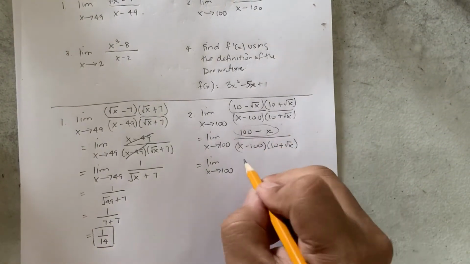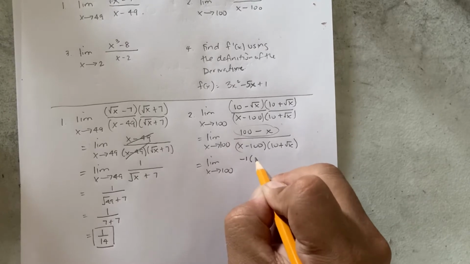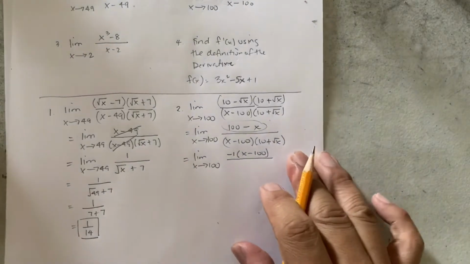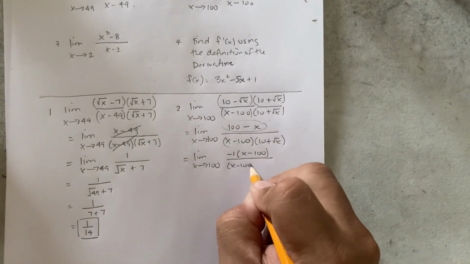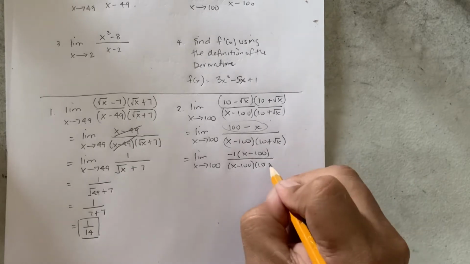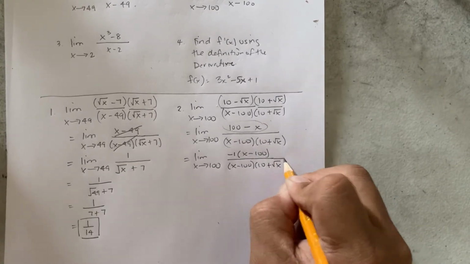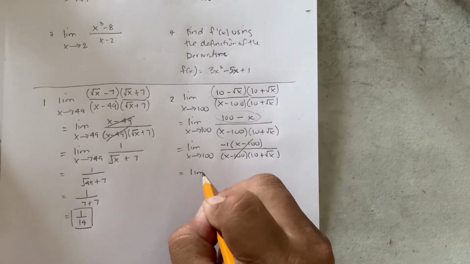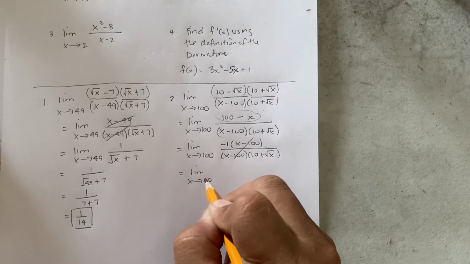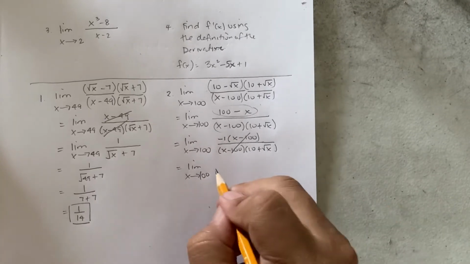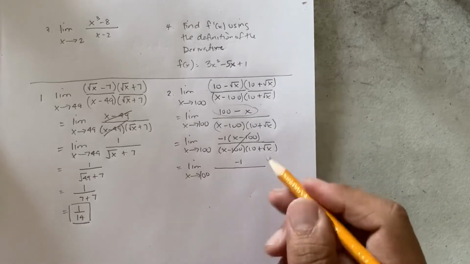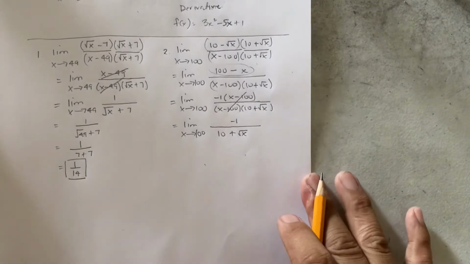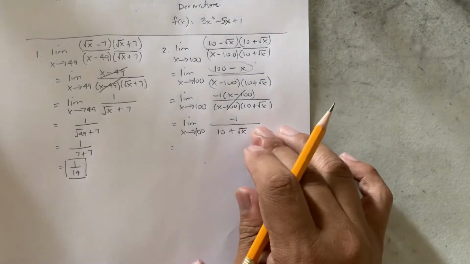Now I'm going to factor out the negative 1. So negative 1, x minus 100, the fraction bar, x minus 100 times the quantity 10 plus square root of x. Notice that x minus 100 is a factor, and it cancels. As x approaches 100, the numerator will be negative 1, and the bottom will be 10 plus square root of x. We got the function in its simplest form.